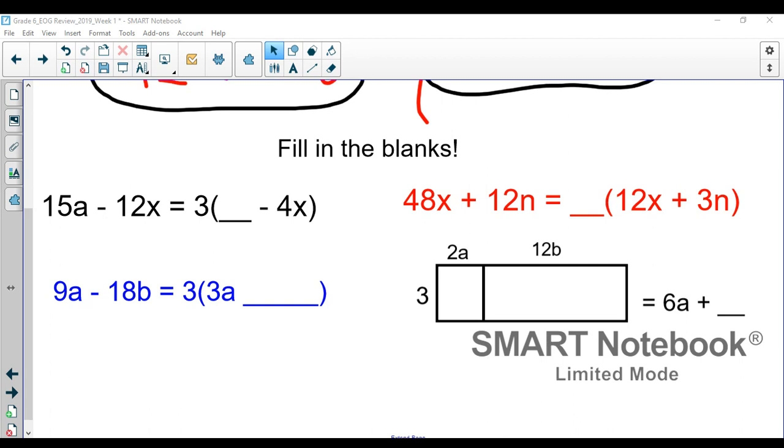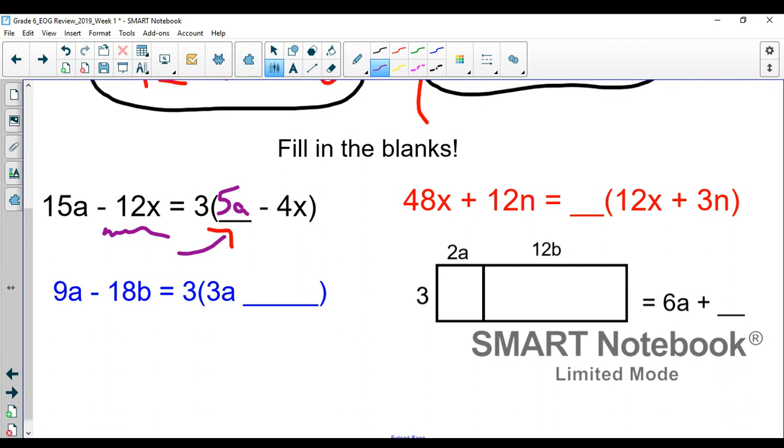Okay, the first example in black type, it says 15a minus 12x equals 3 parentheses minus 4x. So we're looking for this missing piece right here. We need to figure out how we got here. The first thing I'm thinking is, okay, well, if I were to do 3 times minus 4, that's where I'd get this minus 12x from. So 3 times what is going to give me 15a, and that has to be 5a. Because when we distribute this out, 3 times 5a is 15a, 3 times minus 4x is minus 12x.